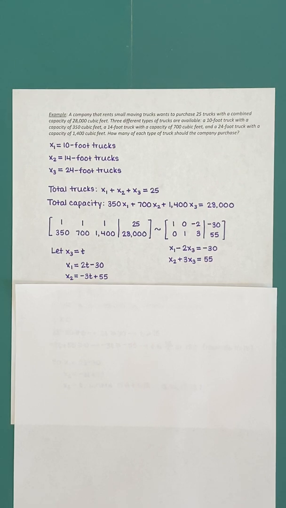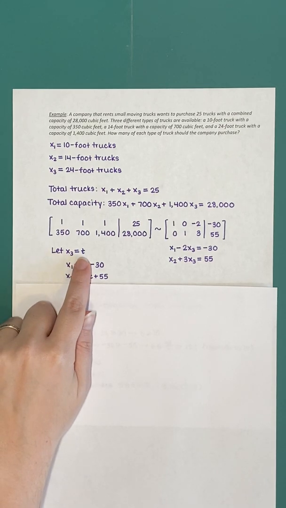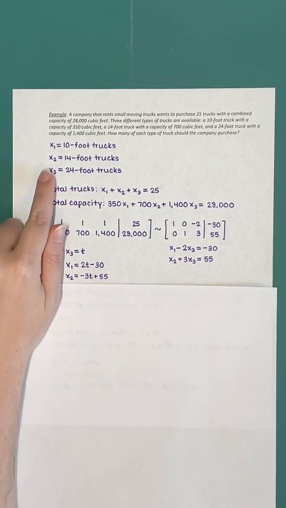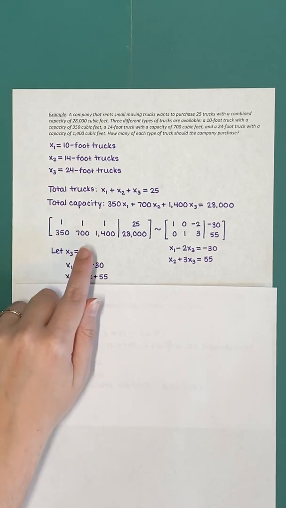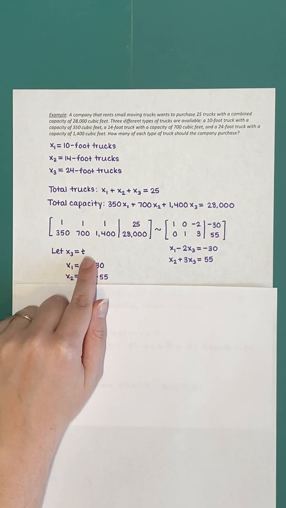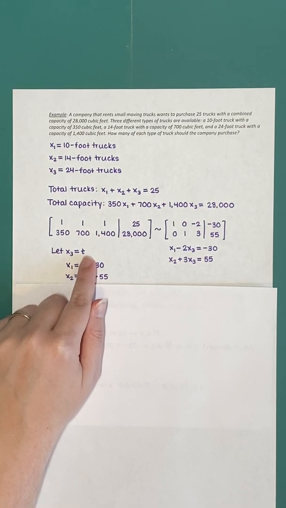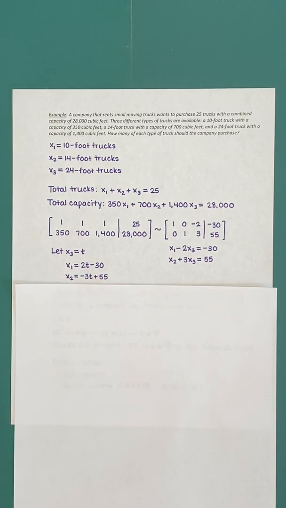If we were to allow t to be a negative number, then we would have x3 is equal to a negative number. Well, x3 represents the number of trucks we're buying. Can we buy a negative number of trucks? Well, of course we can't. So because x3 represents a number of trucks we're buying, we can't buy a negative number of trucks. So t cannot be a negative number, which means we also can't plug in negative numbers here. So t needs to be 0 or larger. We could certainly buy 0 trucks, but we couldn't buy a negative number of trucks.